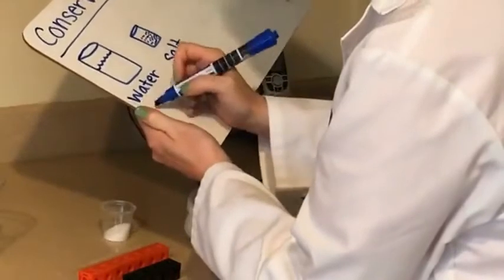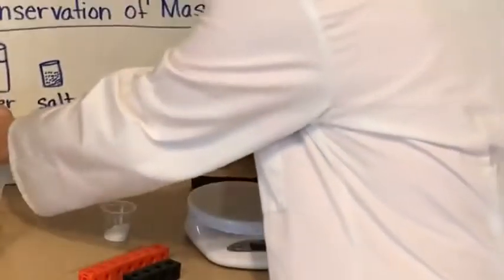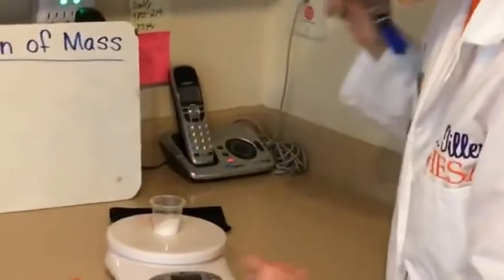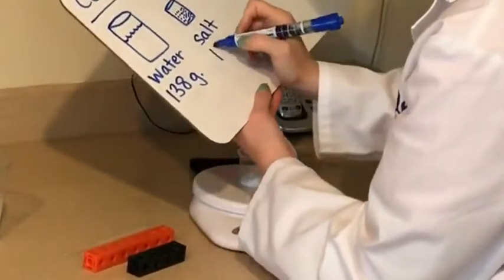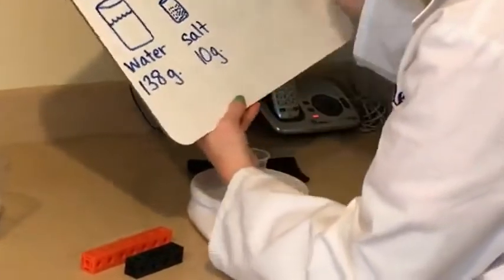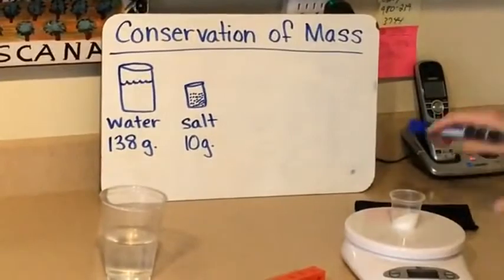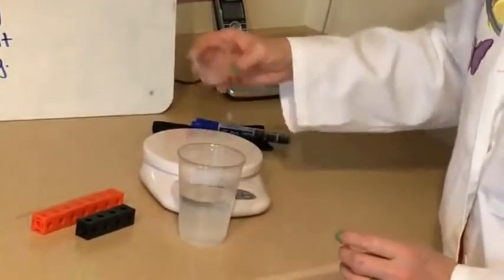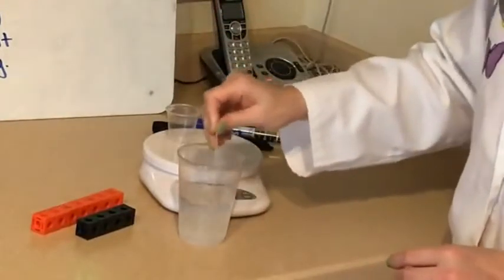So I'm going to add that to my work here. A G for grams. All right, the salt in this little cup, that is 10 grams. Label that. And now, as I'm sure you have already figured out, we're going to mix them together. So we'll put the salt in the water. Stir it up a little bit.